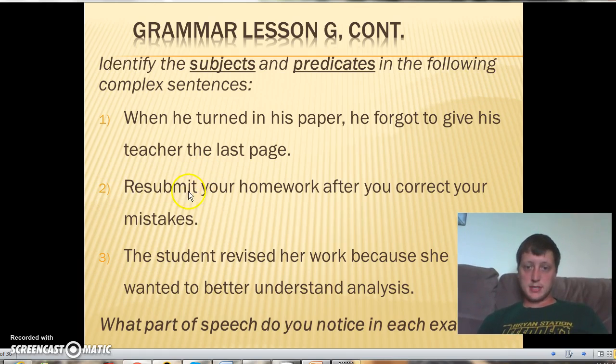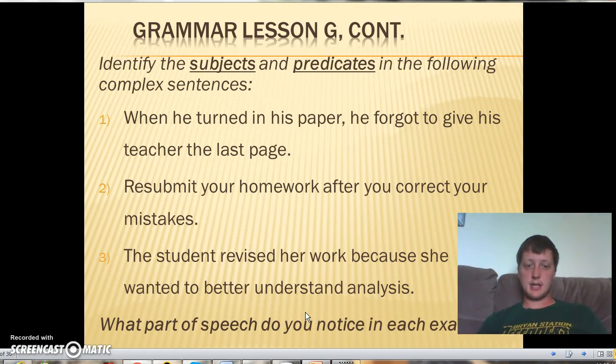Number two: resubmit your homework after you correct your mistakes. This is one of those that has a what? Yeah, an understood subject, you. You resubmit your homework after you correct your mistakes. So you, in both cases, is the subject, resubmit your homework is the predicate, and correct your mistakes is also the predicate. Got it?